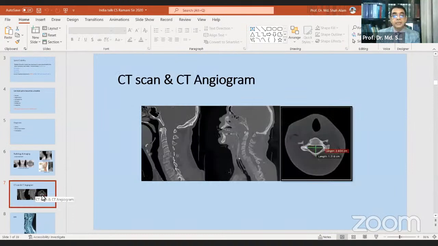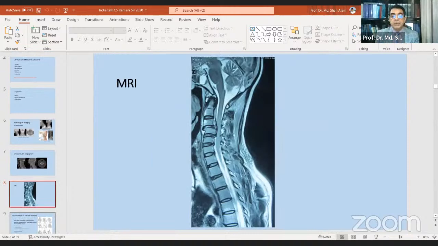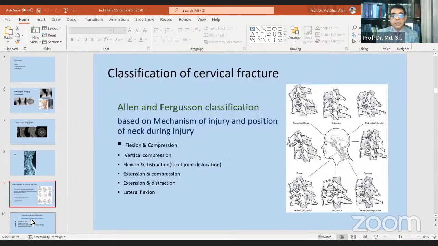The CT can show especially the fracture, dislocation or bony configuration. And the CT angiogram is used when the facet joint is dislocated and the vessels are compromised. In that case, the CT angiogram is very nice to see the whole structure. And conventionally, when there is disc ligamentous injury or the cord or neural components are compromised, then MRI is the answer. With the MRI, we can get the clue for where the disc, ligamentous and neural tissue are compromised.